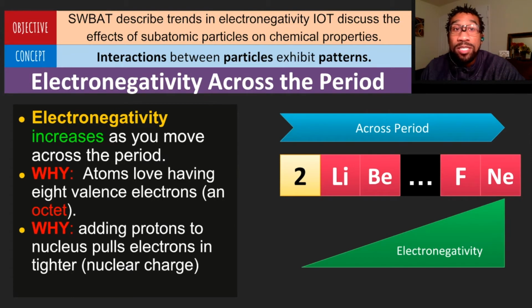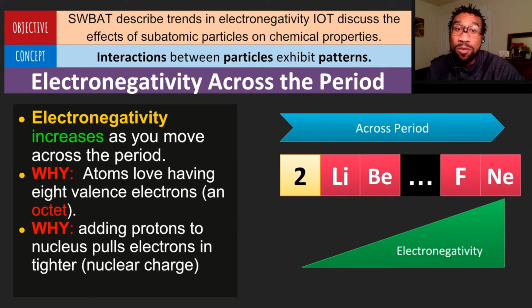So let us begin. We will now look at the electronegativity across the period. So electronegativity increases as you move across the period. And the reason why is because we are still looking at the 8 valence electron rule, the octet rule. And as atoms get closer to having that octet, it's evidence that they are holding on to their electrons very tightly. They want to do that because they have more protons.